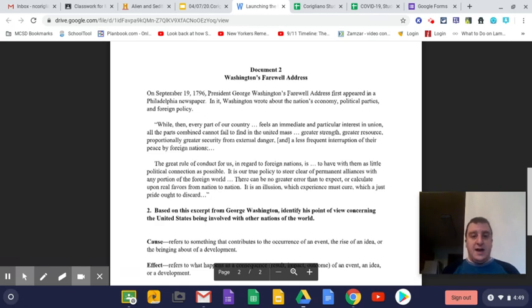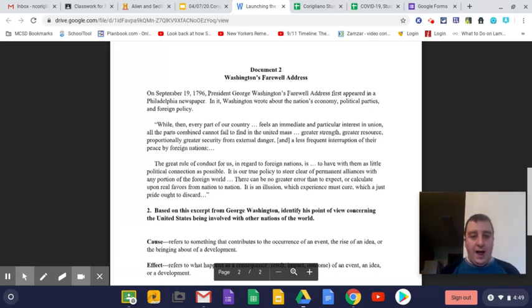So on September 19th, 1796, President George Washington's farewell address first appeared in a Philadelphia newspaper. In it, Washington wrote about the nation's economy, political parties, and foreign policy. So that's a description of Washington's farewell address. The next 2 paragraphs are going to be actual parts of his farewell address.